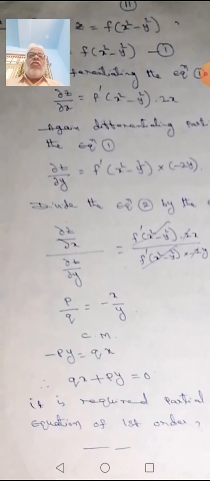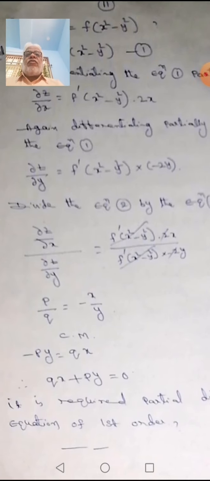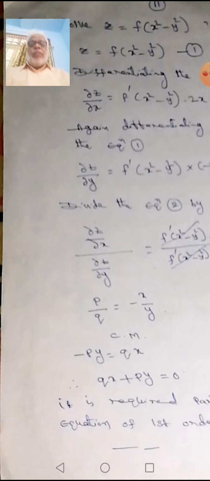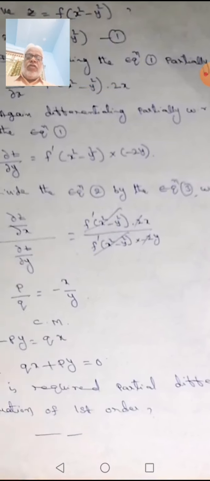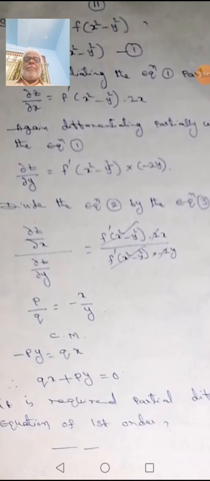So finally we got the answer. In the algebraic question, what was given? z is equal to f of x square minus y square, which is the algebraic function. That algebraic function can be converted into a partial differential equation, that is qx plus py is equal to 0, or dou z by dou y of x plus dou z by dou x of y is equal to 0. It is our required partial differential equation of first order, first degree.